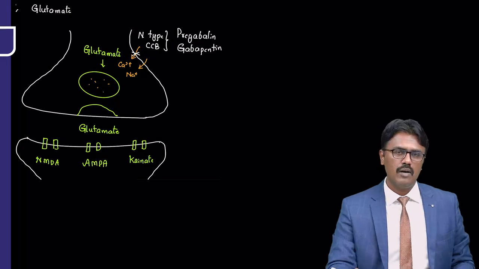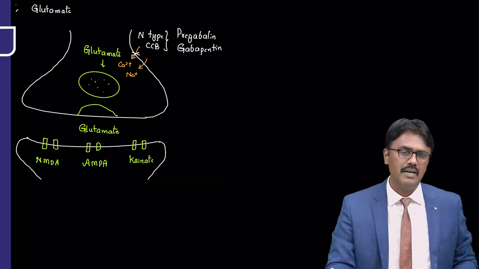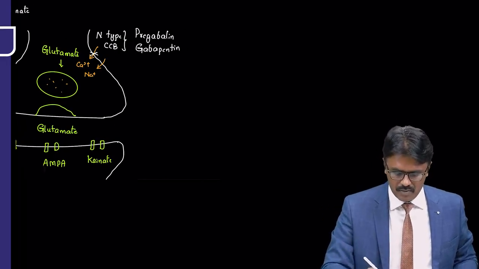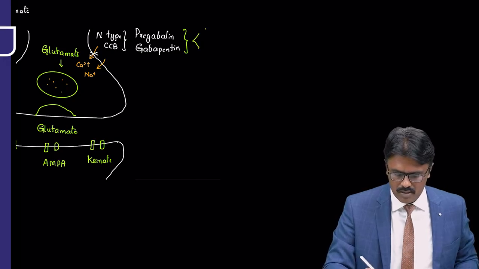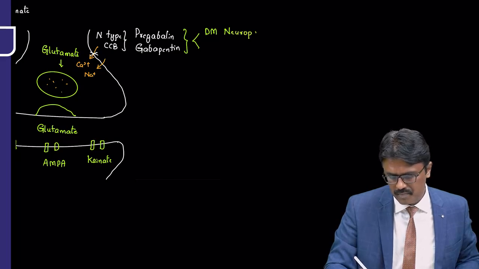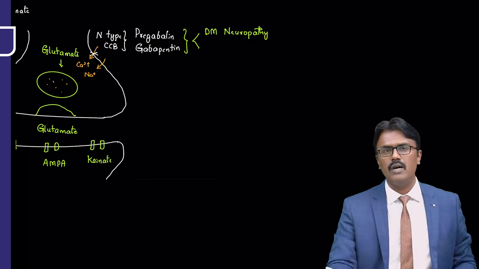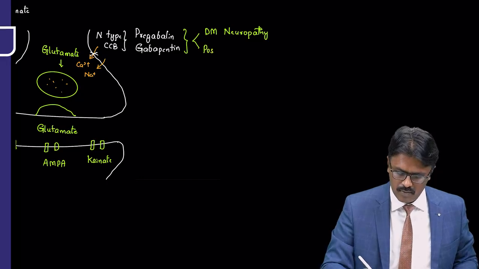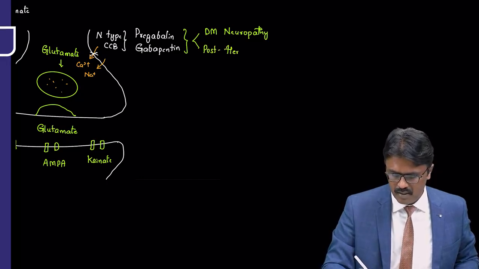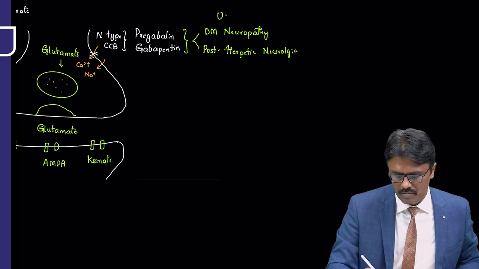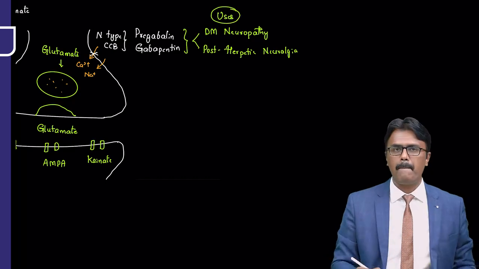Previously, they were thought to work on the activity of GABA. Now the theory has changed. They decrease the glutamate activity. Now these two drugs are approved for two conditions. One is diabetic neuropathic pain. Diabetic patients will have neuropathic pain, there we use it. And one more condition is post-herpetic neuralgia. So these are the uses of pregabalin and gabapentin.